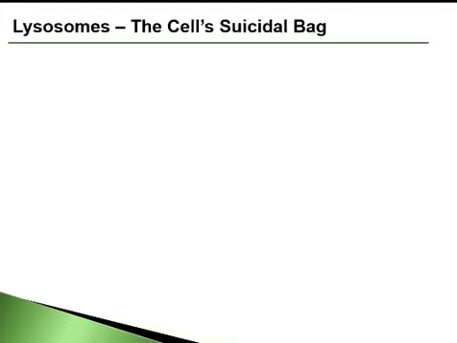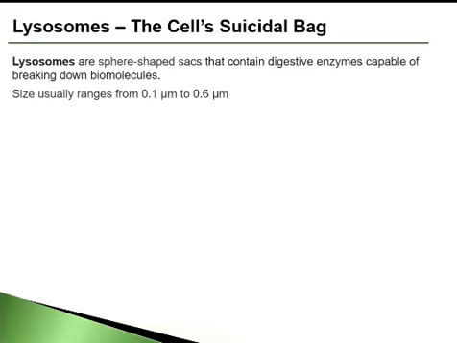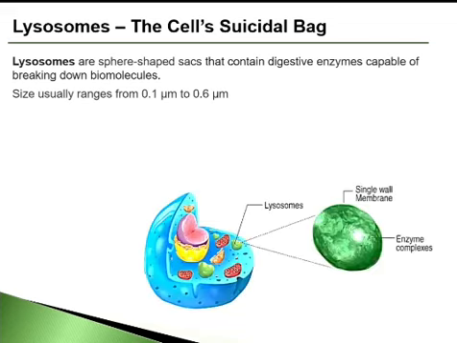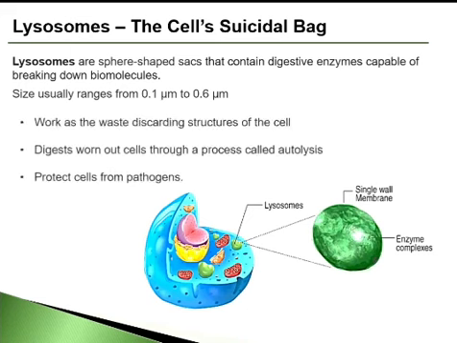Another interesting organelle is the lysosome. Also called the cell's suicidal bag, the structure ranges from 100 nanometers to 600 nanometers in dimension. Lysosomes especially give protection to the cells from pathogens. Another chief function of lysosomes is to digest worn-out cells through an inherent process called autolysis.